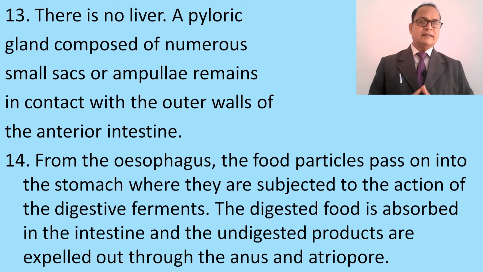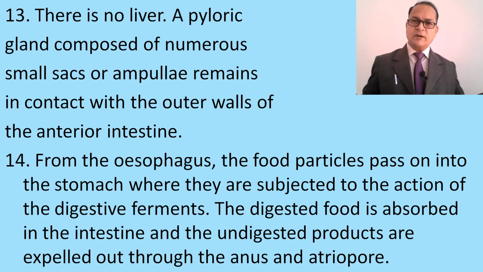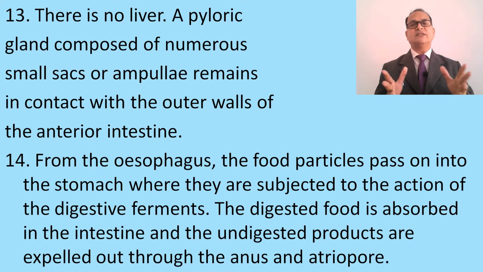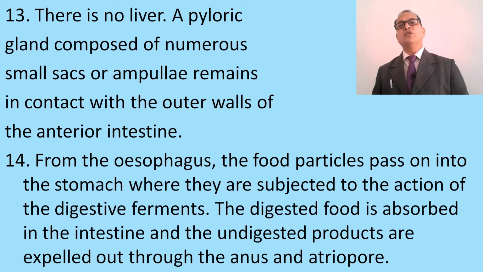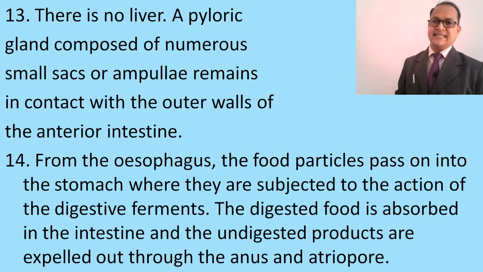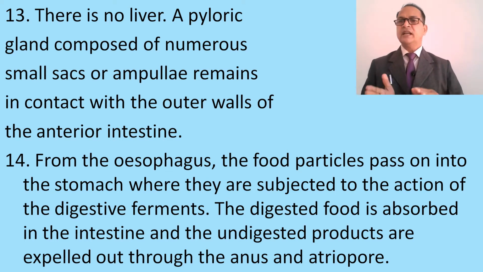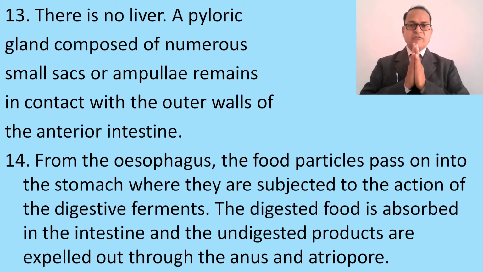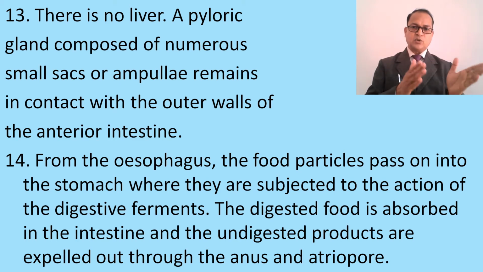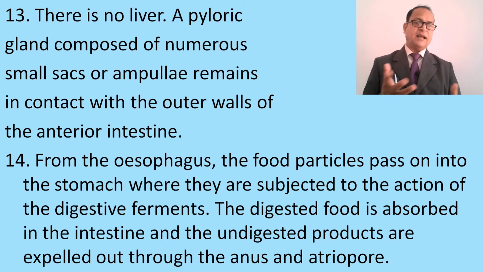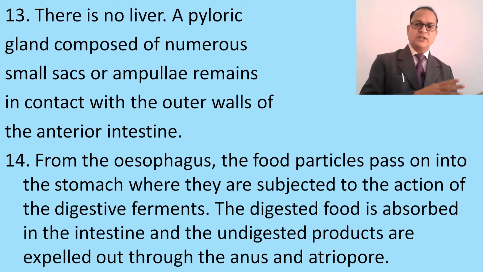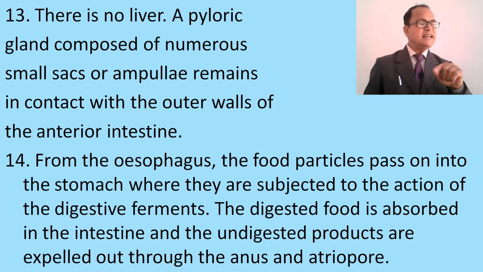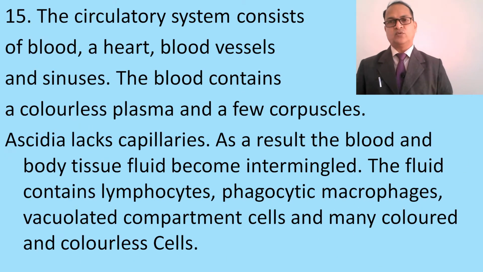There is no liver; liver is absent. A pyloric gland is found. The pyloric gland is composed of numerous small sacs or ampullae that remain in contact with the outer wall of the intestine. From the esophagus, the food particles pass to the stomach for digestion. Digested food is absorbed by the intestine, and the undigested food is expelled through the atriopore to the outside.